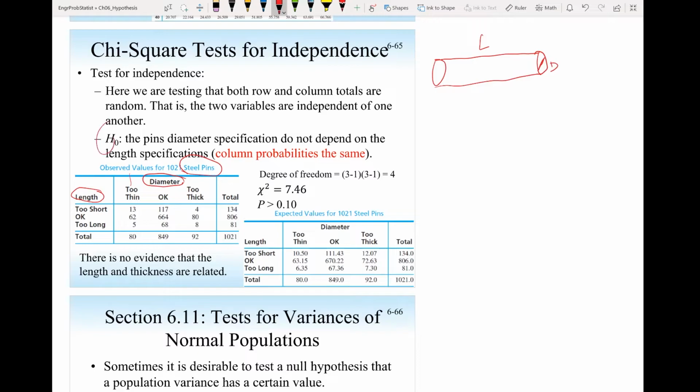So the null hypothesis: the pin's diameter specification does not depend on the length specification. Basically, the column probabilities are the same. So the probability of too thin is the same as the probability of diameter okay, or the probability of diameter too thick, for all these lengths. Same steps as we did in the previous example, except there we were testing the homogeneity between machine 1, machine 2, machine 3, machine 4. Here we are testing the independence between the variable length and the variable diameter.